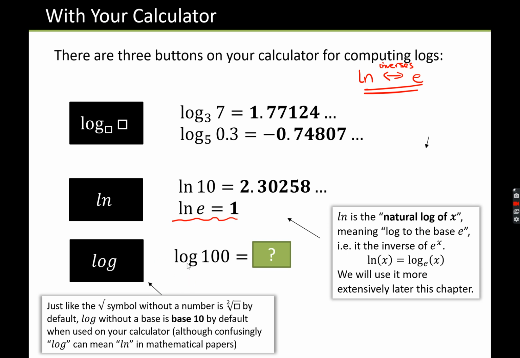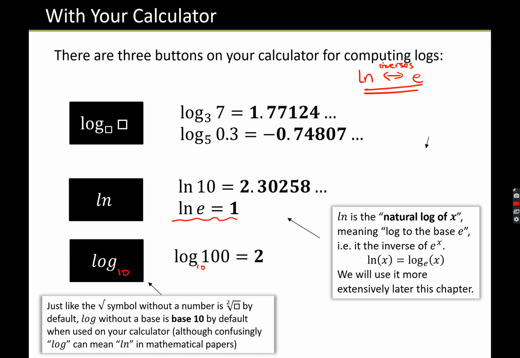Finally, you have got a button that is just log. Now, the same as when we have a square root, we don't put the little 2 on. If you've just got log, that will mean log base 10. So that's exactly the same as saying log base 10. It's almost like a shortcut. So log base 10 of 100, and we'll get 2.